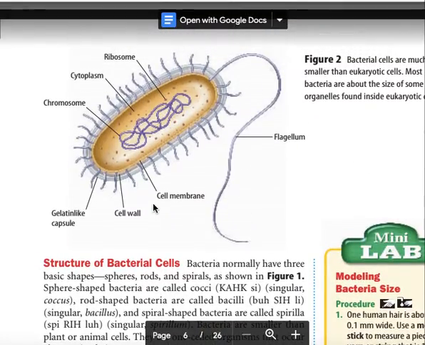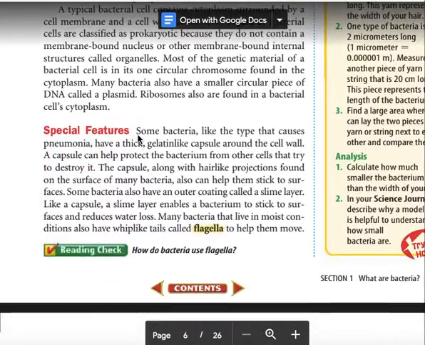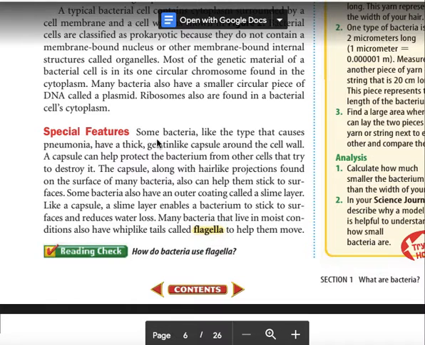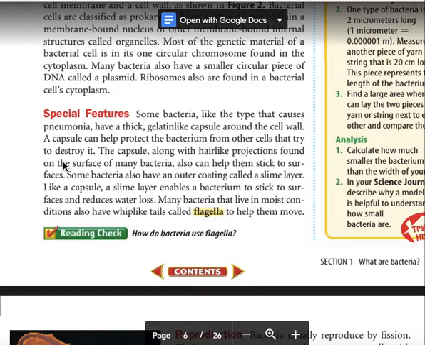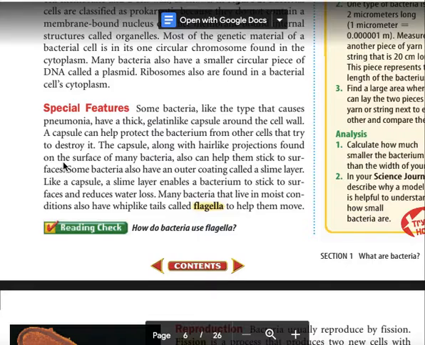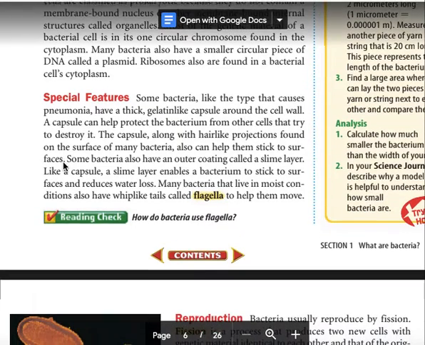Let's look at that again. So in here, we have the chromosome, and around the chromosome is where we have the genetic material. All right, some bacteria, like the type that causes pneumonia, have a thick gelatin-like capsule around the cell wall. A capsule can help protect the bacterium from other cells that try to destroy it. The capsule, along with hair-like projections found on the surface of many bacteria, also can help them stick to surfaces.